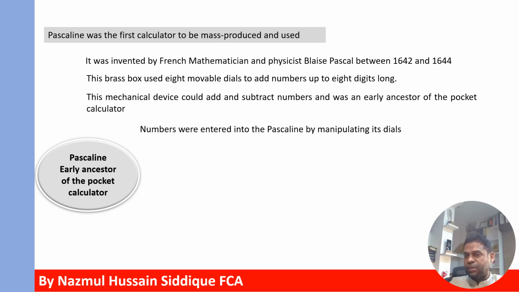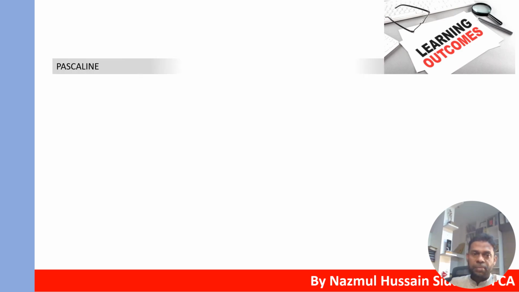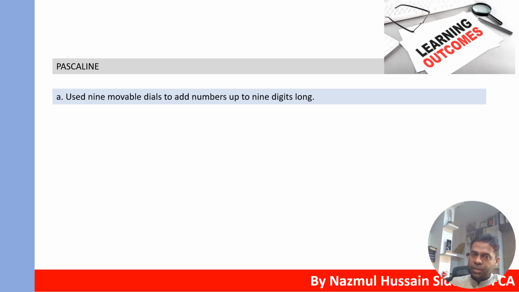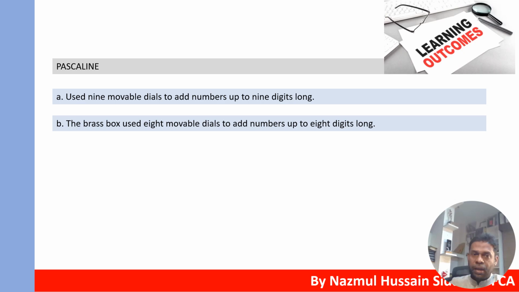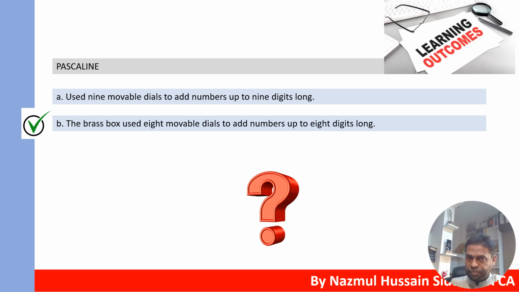Numbers are entered into the Pascaline by manipulating its dials. এবার আমরা MCQ টেস্ট করব. Pascaline used 9 movable dials to add numbers up to 9 digits long. The brass box used 8 movable dials to add numbers up to 8 digits long. Which one is correct answer? Correct answer is B. Pascaline is the brass box. It used 8 movable dials to add numbers up to 8 digits long.